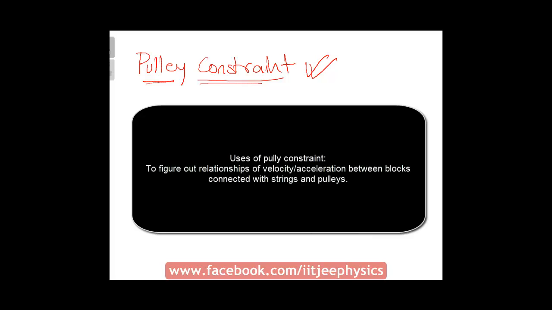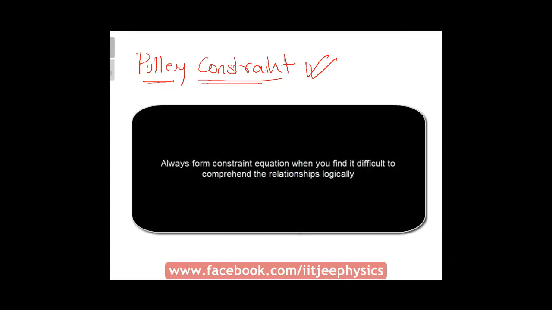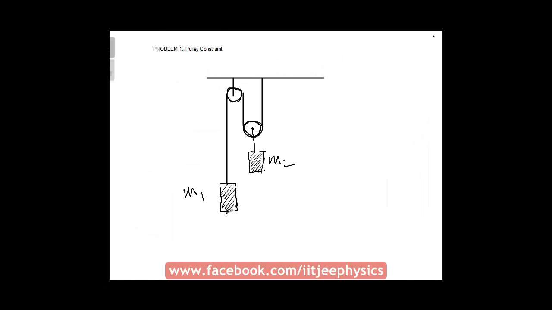So in today's session we'll see a generic approach we take in order to derive the relationship between the motion of two or more blocks. We will see a very simple example today. Probably you may not need pulley constraint, you can directly derive it without it, but for a more complex situation sometimes the derivation is not that easy and you have to follow this approach which we are going to discuss in order to derive the relationship between the motions.